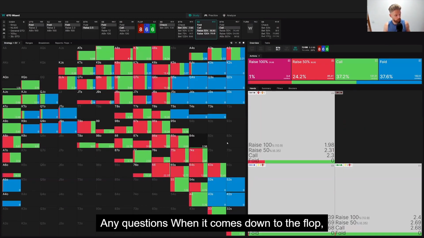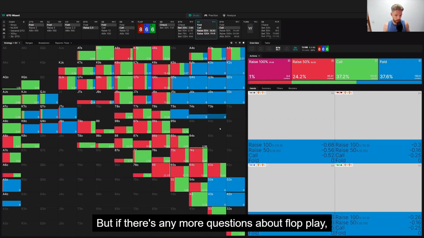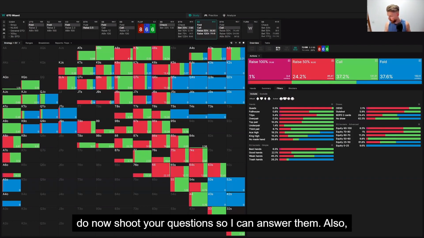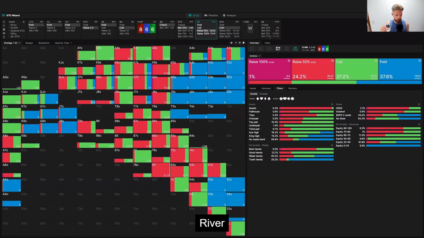Any questions when it comes down to the flop? We will talk more about how to play turn and rivers after we check raise. But if there are any more questions about flop play, do shoot your questions now so I can answer them. Also, we'll go back to the presentation and give you some guidelines for turn and river.